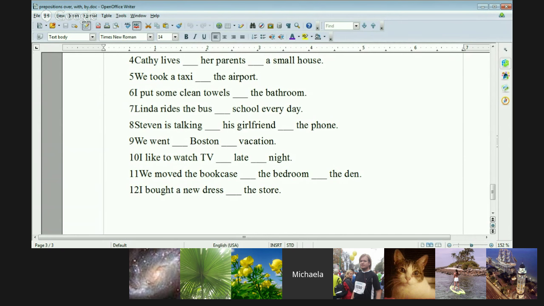All right, Natalia, number 11. We move the bookcase from the bedroom to the den. Yeah, excellent. From the bedroom to the den. Does anyone know what a den is? Dining room? It's kind of like a dining room, but it's not exactly a dining room though. Because of course, if it was a dining room, then we would just call it a dining room.